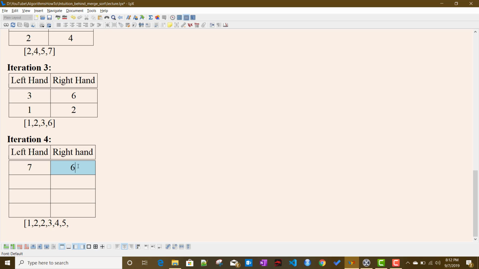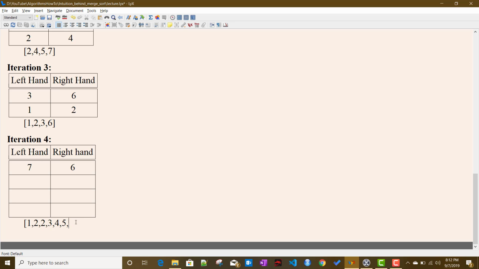Now in our right hand we still have 6. Left hand we will pick 7 now. Which one is smaller? Right hand is smaller now. We will write 6 over here.